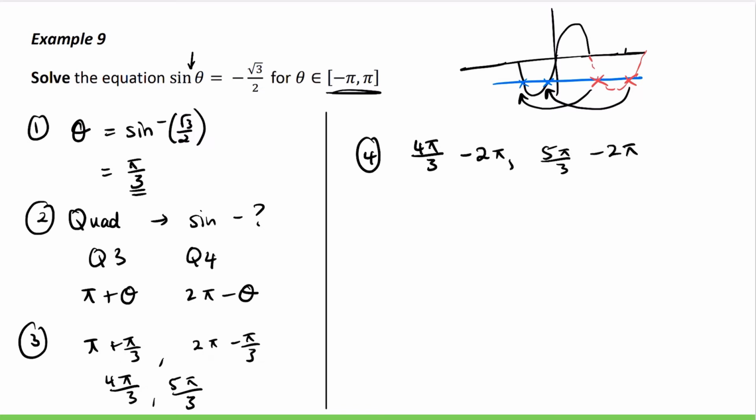Keeping that in mind, that on 3, so 2 pi in regards to 3, that's 6 pi on 3. So what I'm thinking here is 4 pi minus 6 pi, that'll be negative 2 pi on 3, and 5 pi minus 6 pi is going to be negative pi on 3. And those are my two solutions here. So this will be negative 2 pi on 3, and this would be negative pi on 3.